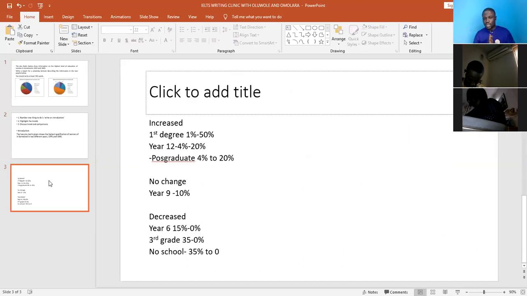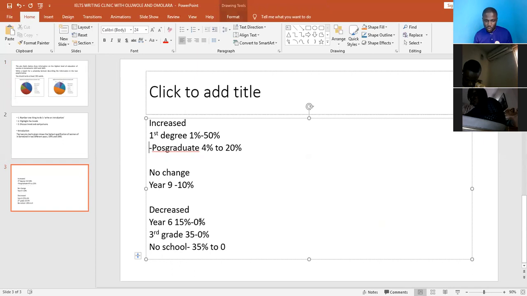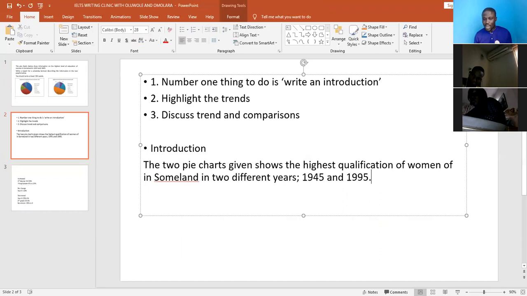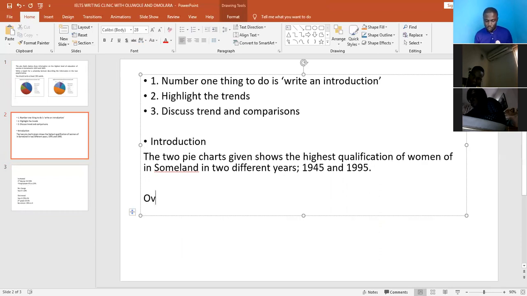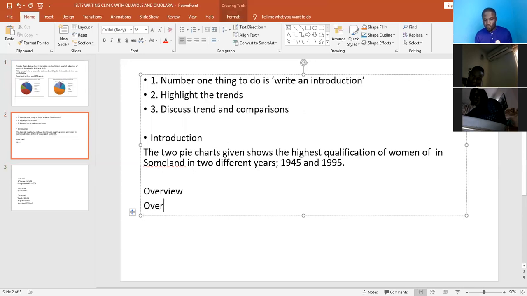But let me go into the analysis. The major thing is you find the increase, you find the one. Maybe I identified the trend. 1 did not change, 2 increased. So let me remove year 12. Yes, because it's confusing, I'm just removing it totally. So that's the way to analyze it. Then, after the introduction, it means now you will write the overview. So you can say overall, are you with me? Yes, sir. Okay.